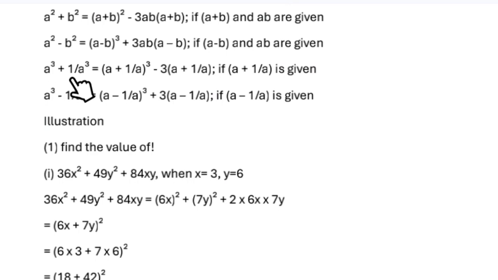Now a cube plus 1 upon a cube is equal to a plus 1 upon a whole cube minus 3 multiplied by a plus 1 upon a, if a plus 1 upon a is given. Now a cube minus 1 upon a cube is equal to a minus 1 upon a whole cube plus 3 multiplied by a minus 1 upon a, if a minus 1 upon a is given.